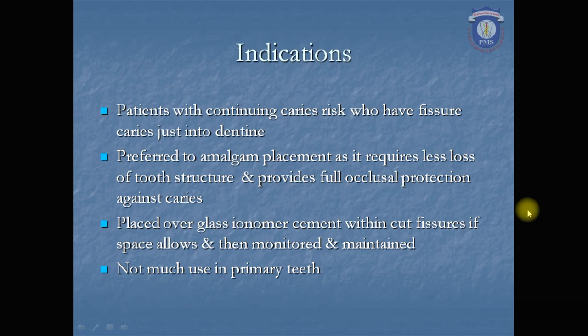So we have to understand on what type of patients we have to do it first. Patients with continuing caries risk who have fissure caries just into dentine prefer sealant to amalgam placement, as it requires less loss of tooth structure and provides full occlusal protection against caries. Placed over glass ionomer cement within cut fissures if space allows, and then monitored and maintained. Not much use in primary teeth.